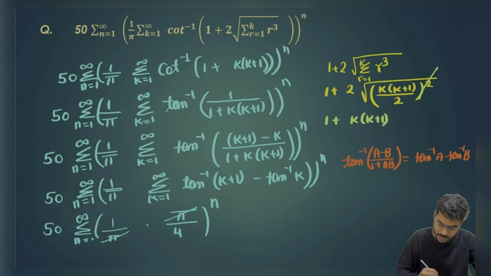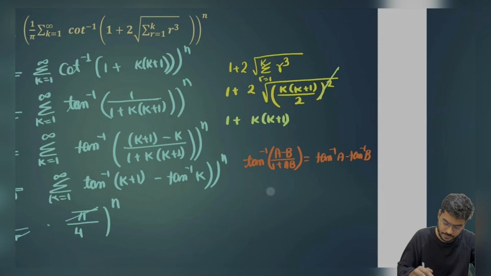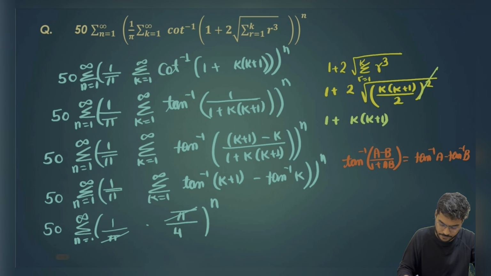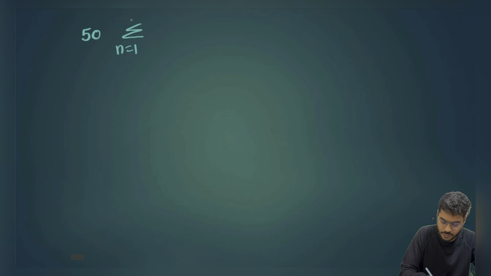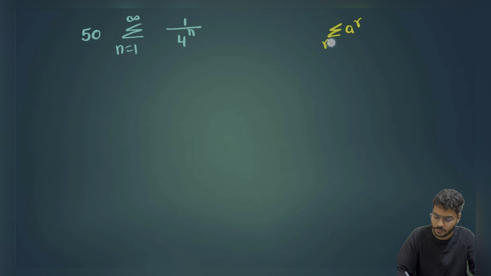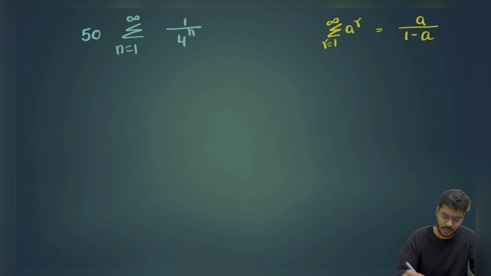Now pi and pi will cancel out. What is left? 50 times summation of n equal to 1 to infinity of 1 upon 4 to the power n. So can I say that this is nothing but the summation of a GP up to infinite terms? What is the formula? Summation of a to the power r from 1 to infinity. The formula is first term upon 1 minus common ratio. I will use the same thing here.